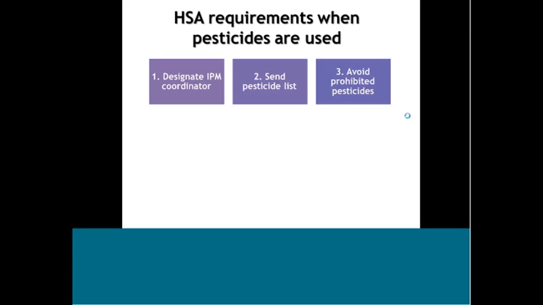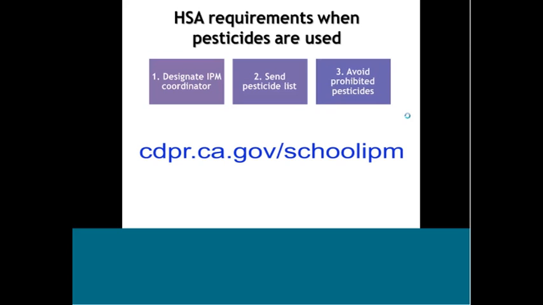Number 3, some pesticides are prohibited for use at child care centers and schools. Pesticides that have been canceled or suspended, as well as those pesticides not completely registered with DPR, cannot be used at schools or child care centers. Always check old pesticides before using them and make sure they are still registered. Go to our school IPM website for the list of new pesticides without complete registrations.